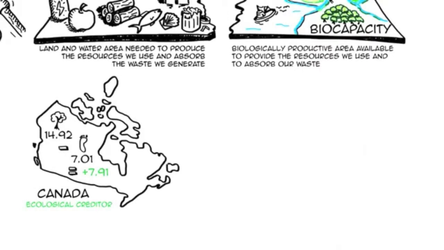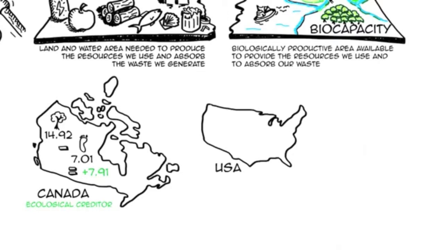Well, not really, because if the whole world lived like us, we would need more than 4 planets to produce the resources we use and to absorb the waste, because not every nation has so much land, such huge forests, and so many other natural resources. The United States has a footprint of 8 and a biocapacity of 3.87, so the difference is minus 4.13. So they are a big ecological debtor country. This is actually the case of most developed countries.